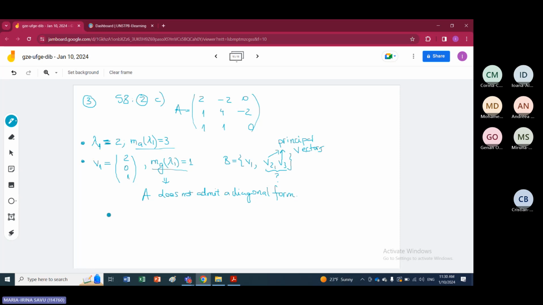Your question is, how do I find V2 and V3, right? I found V2 and V3, but V3 I couldn't manage to write using V2. I managed to write it using V1, and I don't know if it's right or not. Okay, let's see. To find V2, you have to apply the formula (A minus lambda 1 I3) times V2 equals V1.